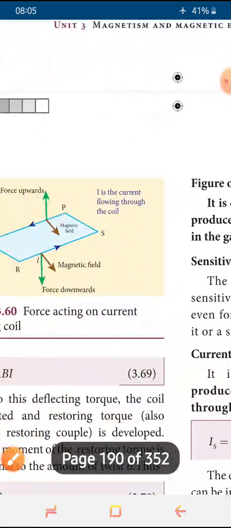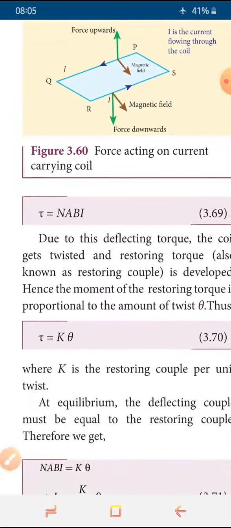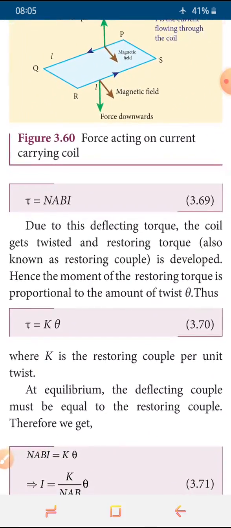Suppose we have n number of turns, then the same formula can be written as NABI. This is the torque produced by this rectangular loop. Due to this deflecting torque, the coil gets twisted, and a torque called the restoring torque is developed here. That torque is proportional to the amount of twist.